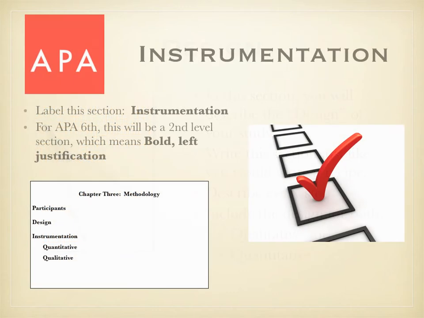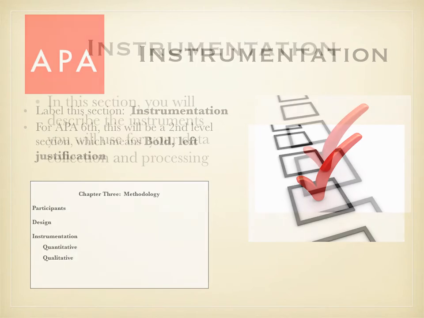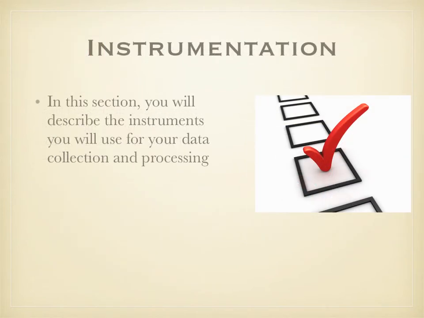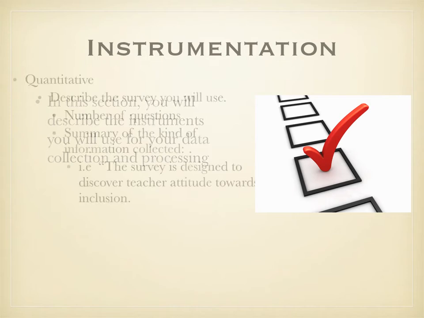And you're going to go ahead and break that down by the steps that you use for quantitative and the steps that you use for qualitative. The next section is the instrumentation. Basically, this is what you use to be able to get the data that you used for your report. Again, you're going to divide it up into quantitative and qualitative. Under the qualitative section, you're going to talk about the instruments that you used for the data collection and processing.